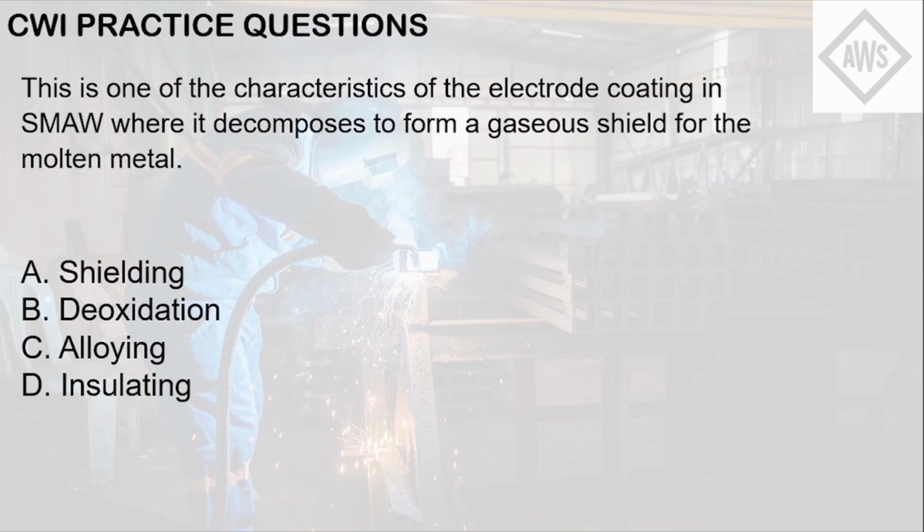So the answer here is letter A, shielding. It is the characteristic of the electrode coating where it decomposes to form a gaseous shield for the molten metal for the purposes of protecting it from harmful gases that will embrittle the weld or cause unattended weld defects.